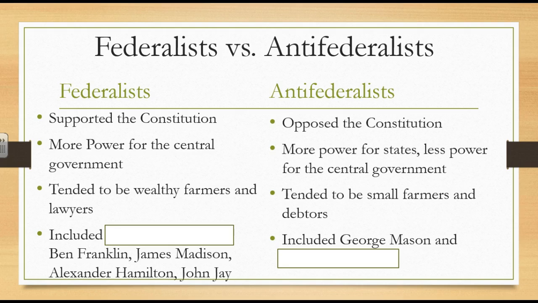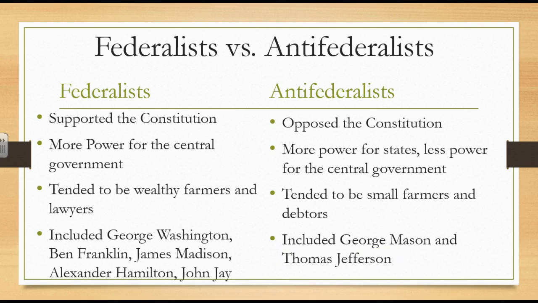Some of the most famous Federalists included George Washington, Ben Franklin, James Madison, Alexander Hamilton, and John Jay. Some of the more famous Anti-Federalists that you probably have heard of included George Mason and Thomas Jefferson. Now, this is just an overview of Federalists and Anti-Federalists. Keep that in the back of your mind, and you want to know for the quiz what's on these slides, because down the line we're going to talk about the nation's first political parties, and you're going to hear these terms again, and some of the names at the bottom of the slide, you're going to see again.